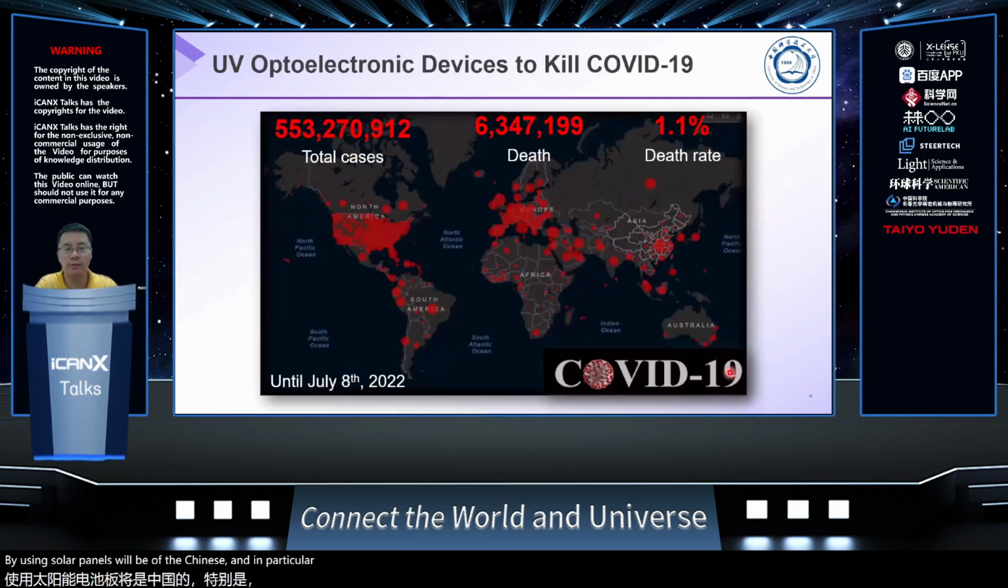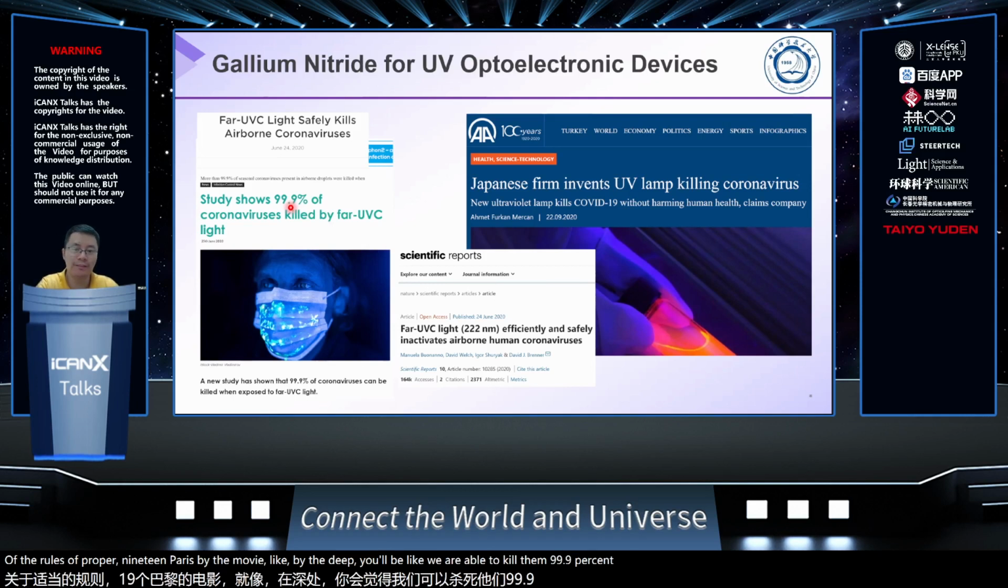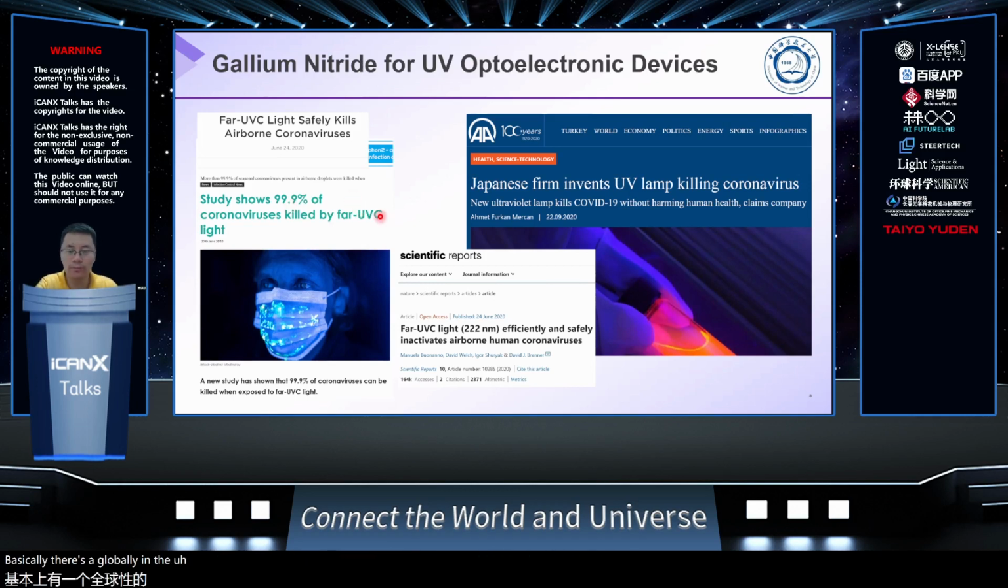Just to give an example, due to COVID-19, we are troubled by those diseases and viruses. It's sad to see so many cases and deaths caused by COVID-19. But scientists have already discovered that within just 1 second of exposure to deep UV light, we are able to kill the COVID-19 virus 99.9%. Global health organizations have already made a statement that by exposing those viruses to UV light, we are able to kill them quickly.